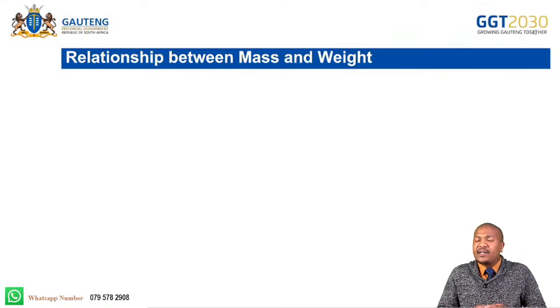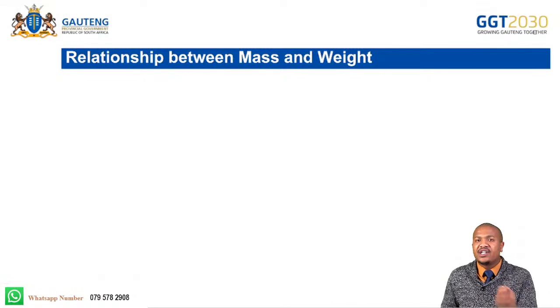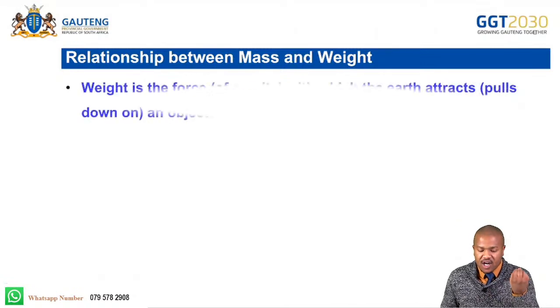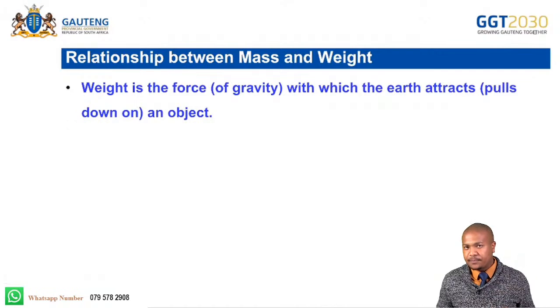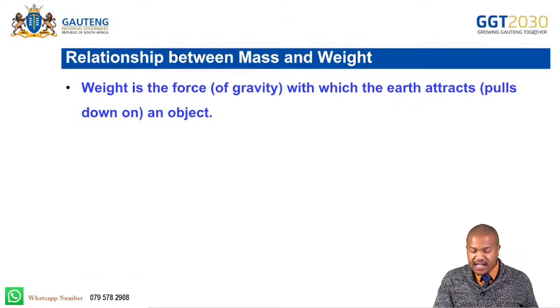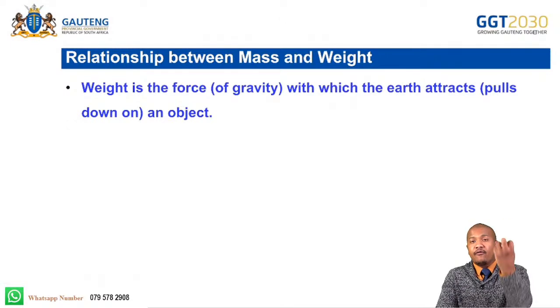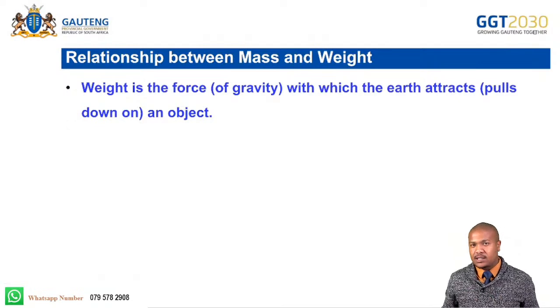It brings us now to the issue of mass and weight. What is the difference? What is the relationship between mass and weight? First, let's define what weight is. Weight is the force with which the earth attracts an object. So it has to do with the pulling force applied by the earth in relation to the object's mass.